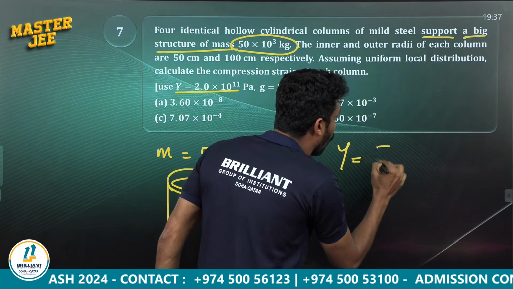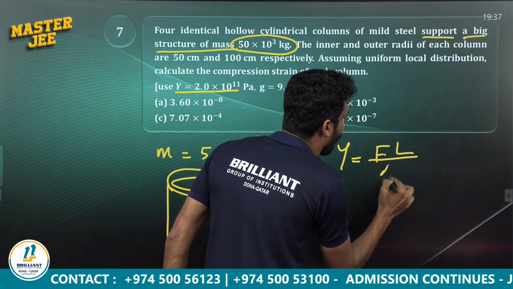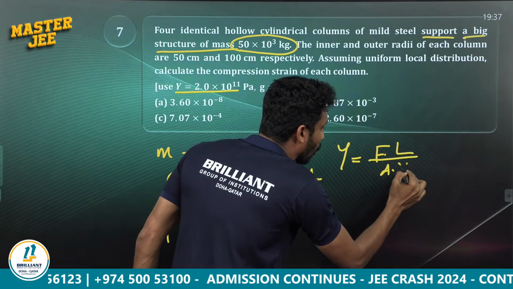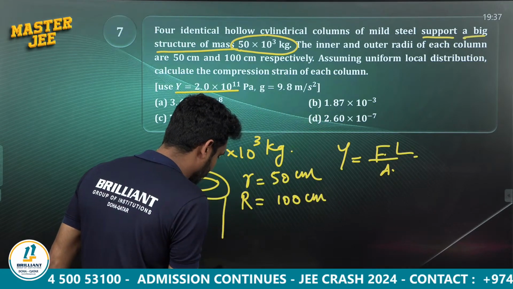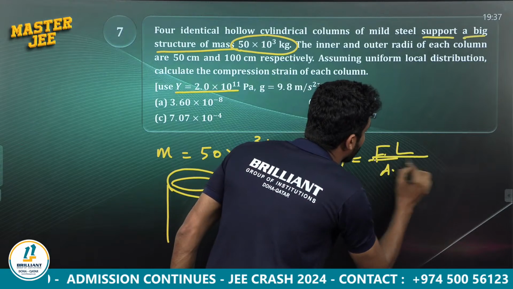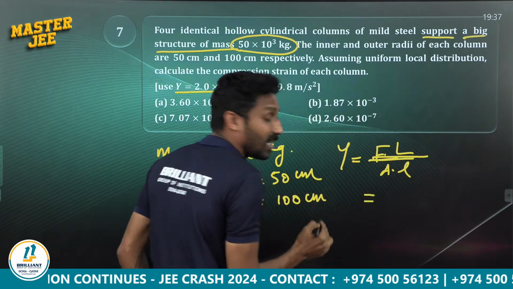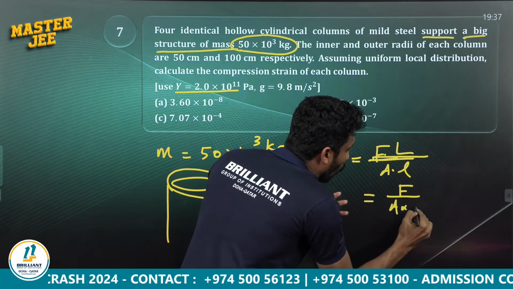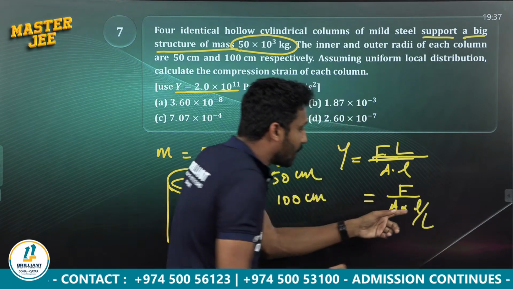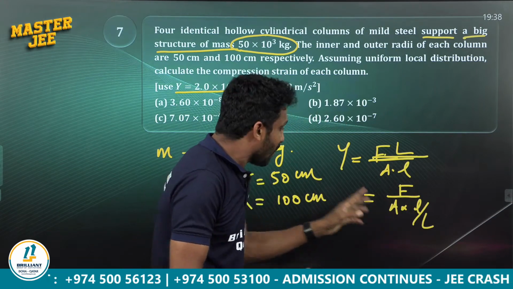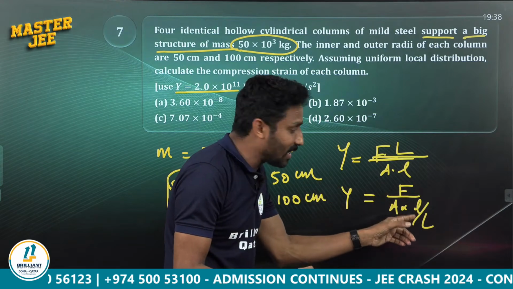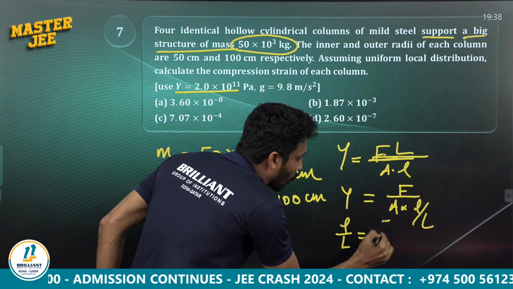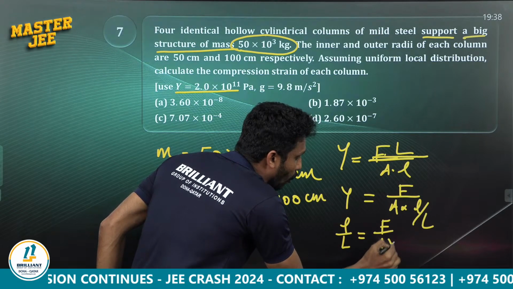Young's modulus is force into length divided by area into elongation. This is the equation of Young's modulus. Here strain is asked, so we can write F by A into L by L. This L by L is the strain. What will be this L by L value? Strain value is equal to F divided by A into Y.